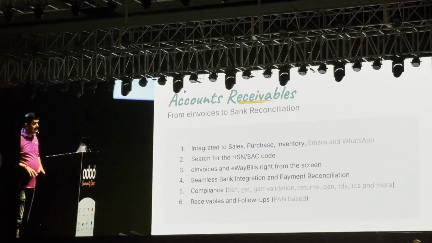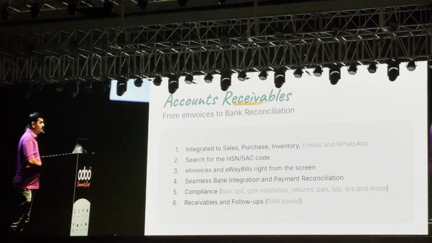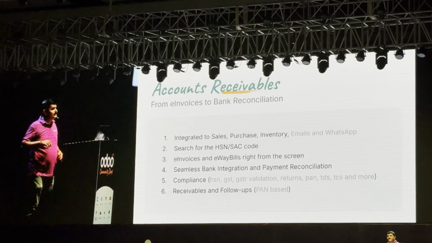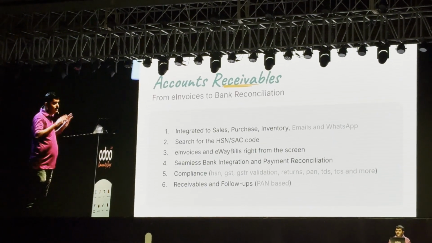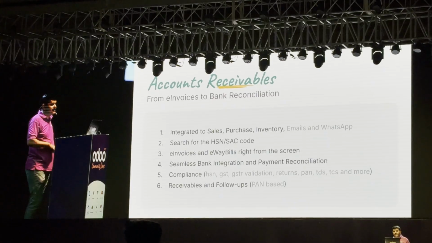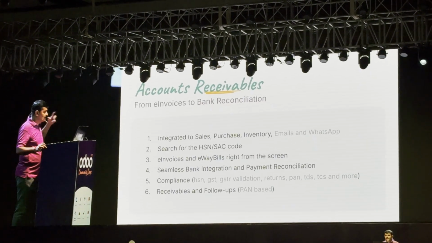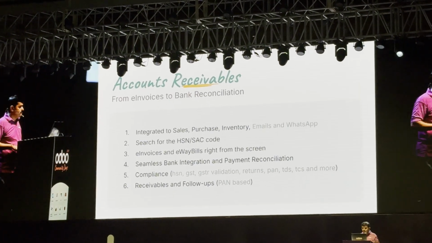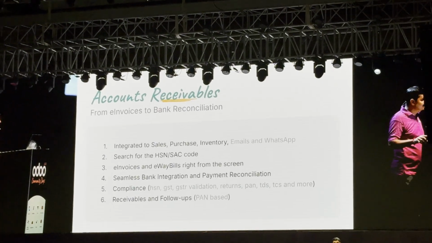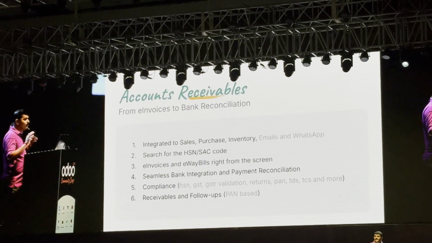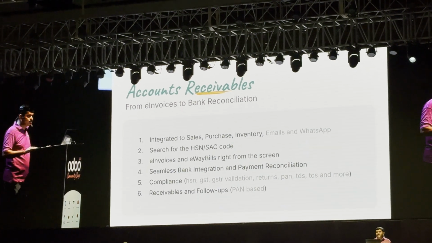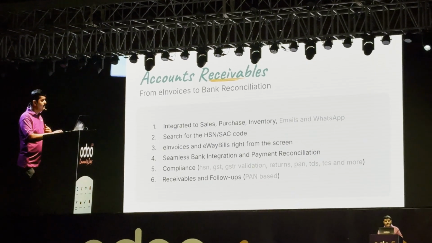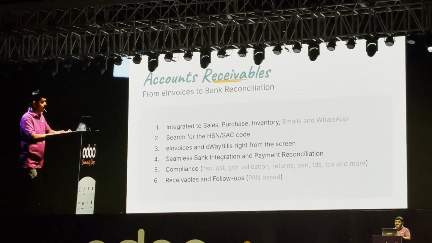It's fully integrated. What I have shown you is creating a manual invoice, but when you work with a fully integrated environment, sales, purchase, inventory, everything will be created automatically. So you need not do manual stuff. It is even integrated with email, WhatsApp. You can search HSN code on the same screen, you don't need to jump here and there. E-invoice, e-way bill, just integrated seamlessly. Bank integration, payment reconciliation, and all the compliance. You just do your job and it will suggest and help you to get things in the right way. Even we can do receivable and follow-up by part number. Good.